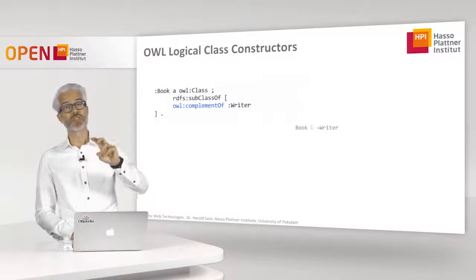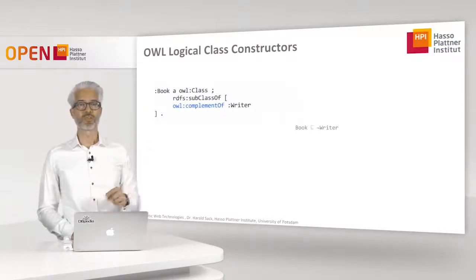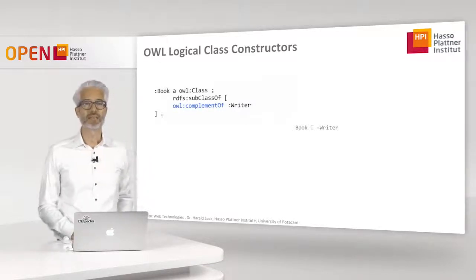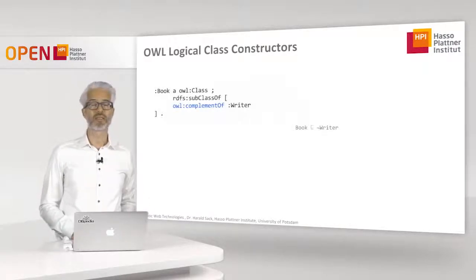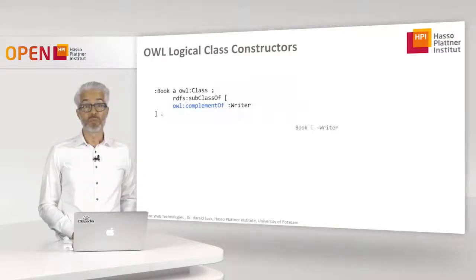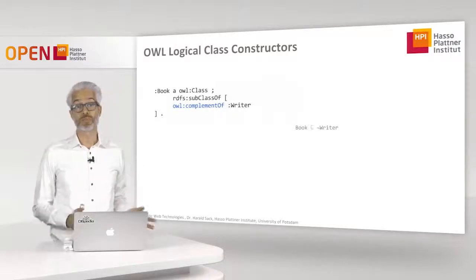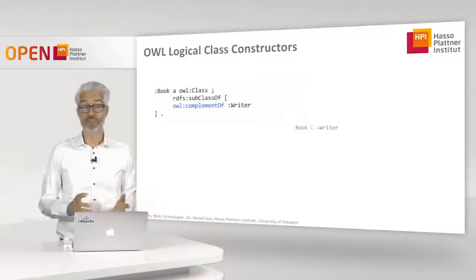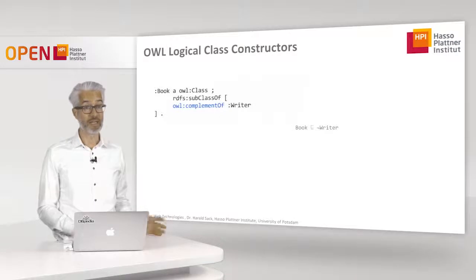blank node, which is defined to be the complement of the class writer. So the blank node starts with square braces, and then I say this one is OWL complement of, and then as object I define the writer. So what does that mean, that books are a subclass of non-writers? This means that books, of course, are definitely not writers, and that both of these classes won't have any individual in common, any member in common.